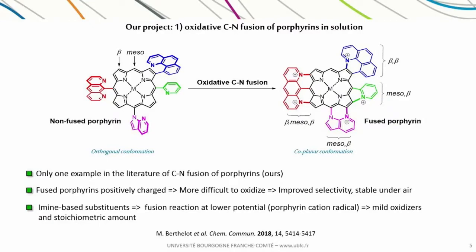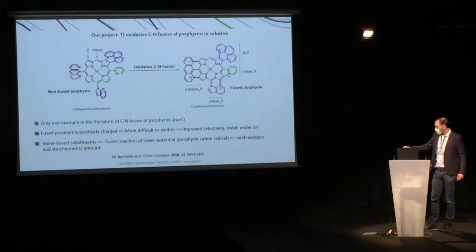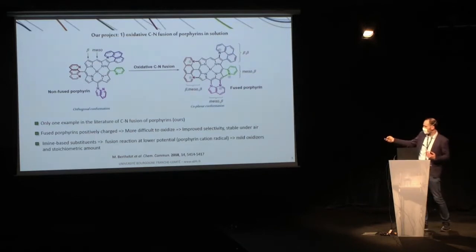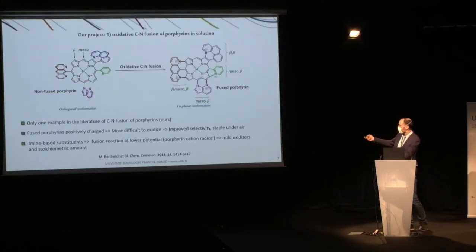So in the literature, only one example exists on this C-N fusion process. It's from Howard. It's our publication. The advantage is the fused porphyrins are positively charged here, so that means that they are more difficult to oxidize, and probably this will improve the selectivity, and also these materials or these molecules will be stable under air. The imide-based substituent here, so that means with the nitrogen here, the interest is that the fusion reaction will work at lower potential. That means that there is no need of electron-donating groups on these aromatic fragments. And so probably we can use mild oxidizers to make this kind of product.